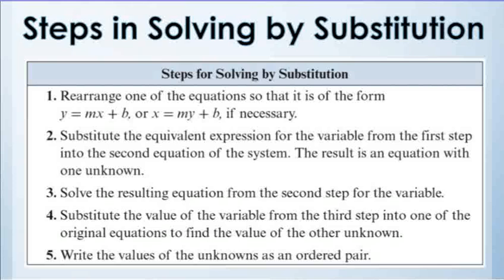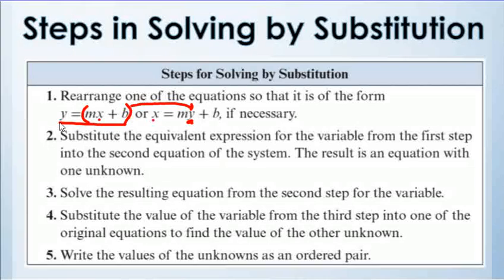Step 2 is substitute the equivalent expression for the variable from the first step into the second equation of the system. The result is an equation with one unknown variable. So your goal is to make sure you only have one variable left in your equation to solve for. So if you get y by itself, this is what y equals. And if that's what y equals, I need to substitute that in the other equation for what y is. Because then I only have one variable, which is the x.